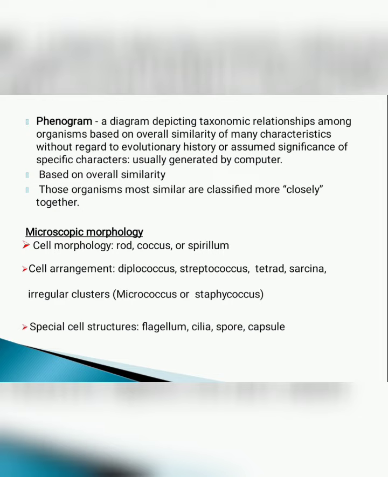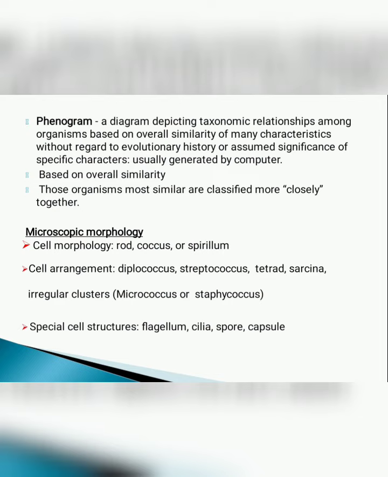Phenogram: a diagram depicting taxonomic relationships among organisms based on overall similarity of many characteristics, without regard to evolutionary history or assumed significance of specific characters, usually generated by computer. So a phenogram is a diagram generated by computer, depicting taxonomic relations among organisms based on overall similarity of the characters, that is, it will not depend on evolutionary relationship. Those organisms most similar are classified more closely together. So more closely related organisms will be grouped together.